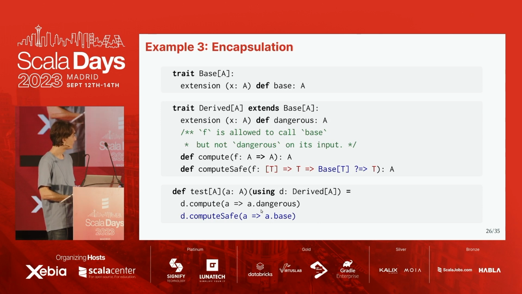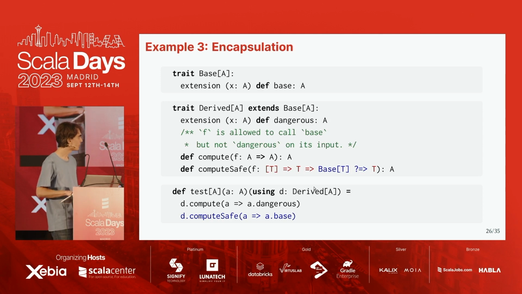And so now this thing is going to compile, because inside here, assuming some type parameter here, but we could come back to this. All I know about A is it's summoned on type T that has an instance of Base. And so I can call A.base, but I cannot call A.dangerous on it.